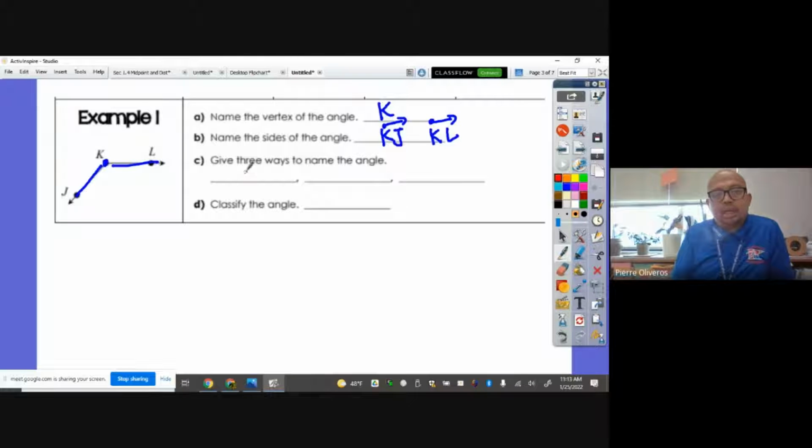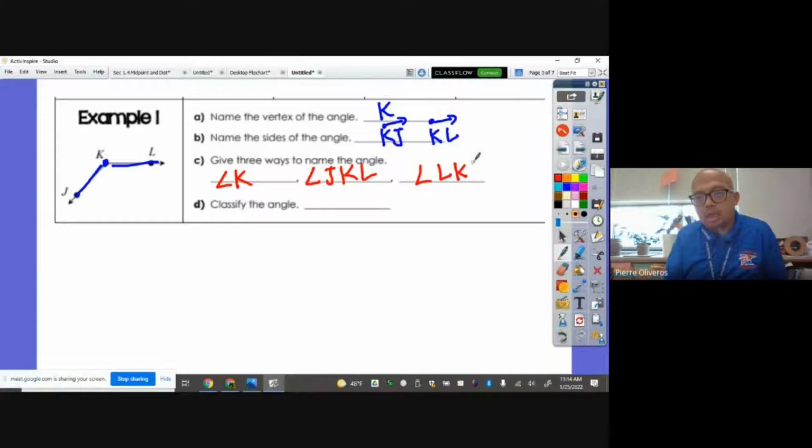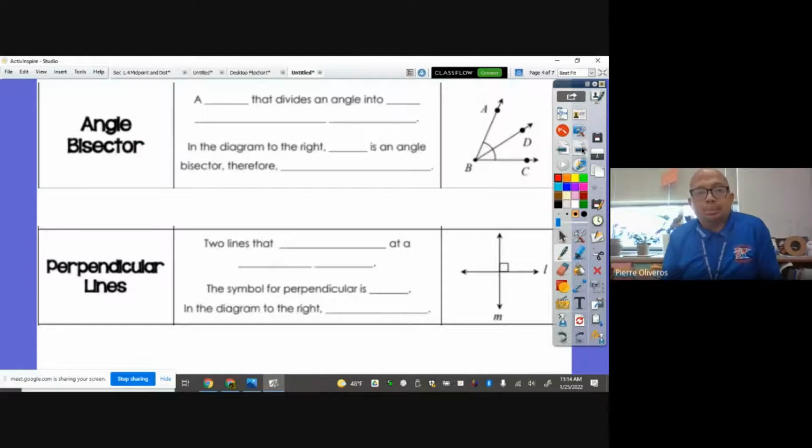Again, the easiest way is just the vertex, so angle K. And in three letters, make sure the middle one is the vertex, so I can do angle JKL or angle LKJ. Classify the angle: that looks like an obtuse angle to me. Okay, very simple, right?